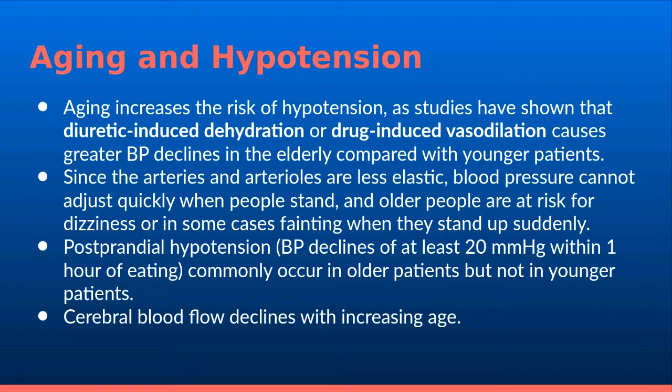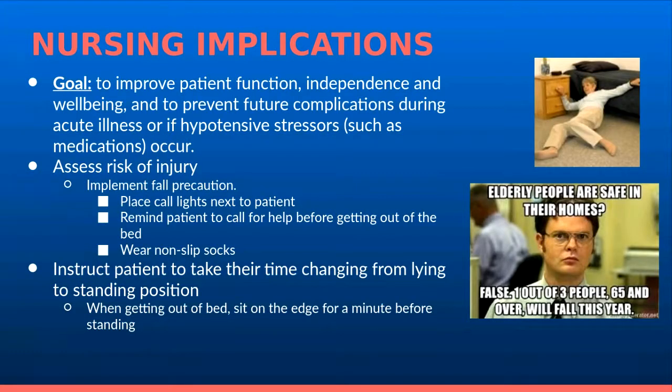So the next slide, we are talking about some nursing implications for patients who are experiencing orthostatic hypotension. The goal here is to improve patient function, independence, and well-being, and to prevent future complications during acute illness or if the hypotensive stressor occurs. We want to assess the risk of injury so we can implement fall precautions, such as placing call lights next to patients, reminding patients to call for help before getting out of bed, or having the patient wear their non-slip socks.